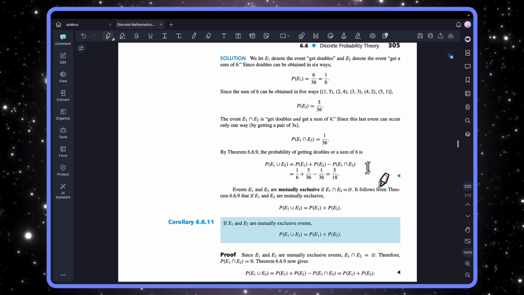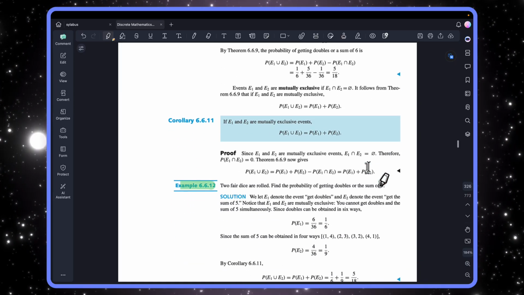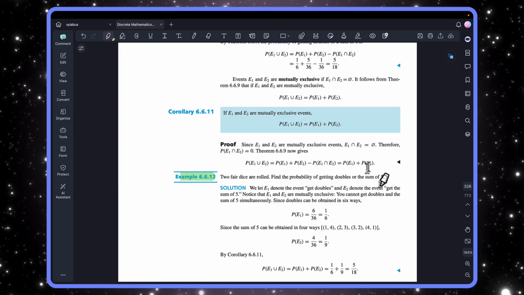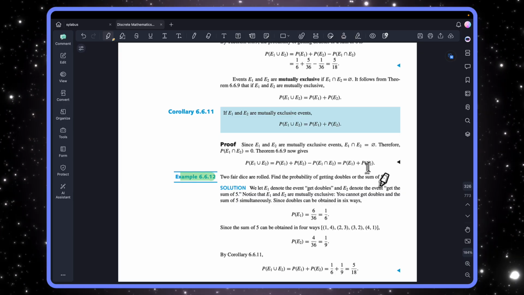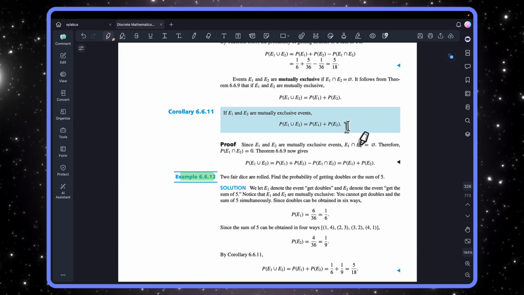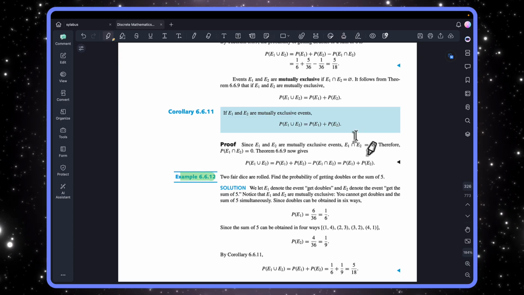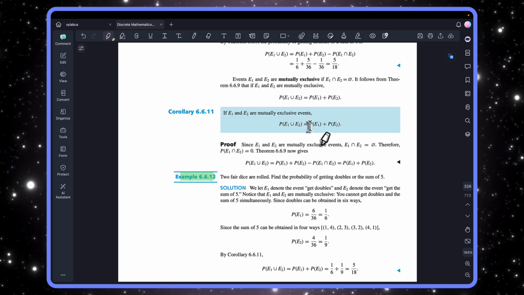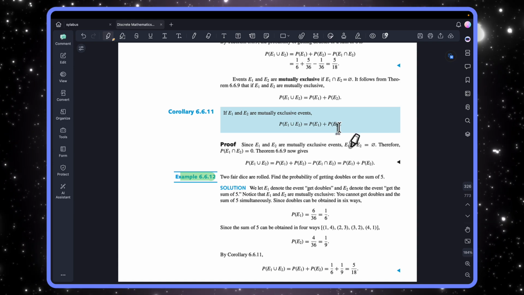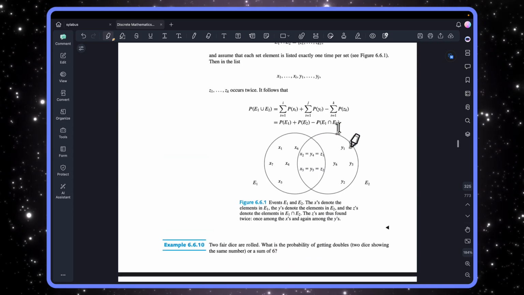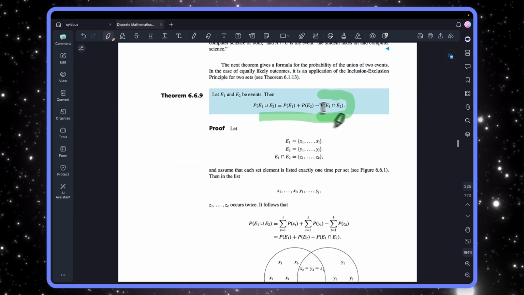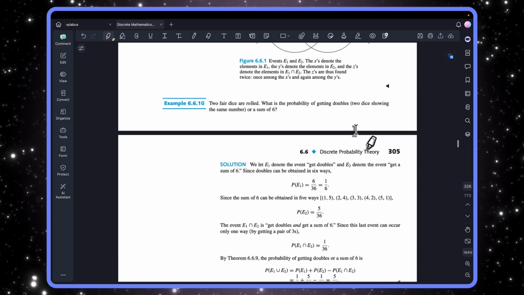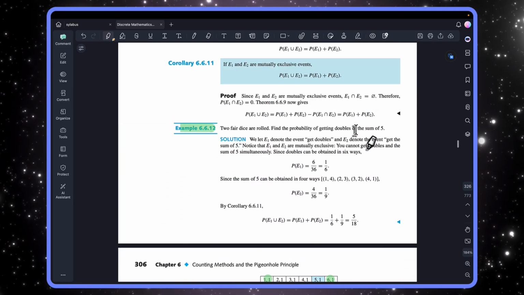Okay, let's take a look. Then there's this idea: if E1 and E2 are mutually exclusive events, in other words, if they share no outcomes in common, then the probability of E1 union E2 is just the probability of E1 plus the probability of E2. Because in the calculation we did up here, notice that there's nothing in common, so that would go to 0.